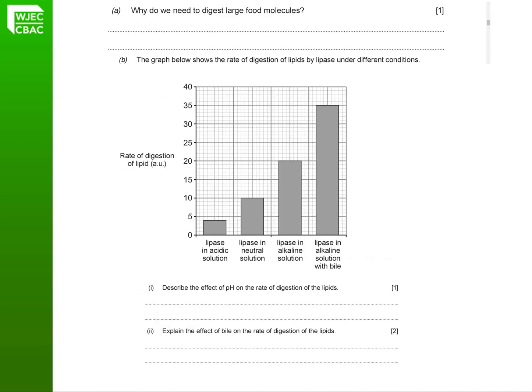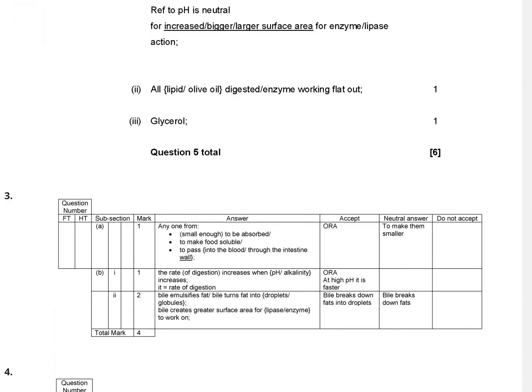Okay, so if we look now at question 3, why do we need to digest large food molecules, was your first question here. So if we look at the mark scheme for question 3, why do we need to digest the large molecules? They will accept any one of these answers. So to make them small enough to be absorbed, to make the food soluble, or so that they can pass through into the blood through the intestine wall.